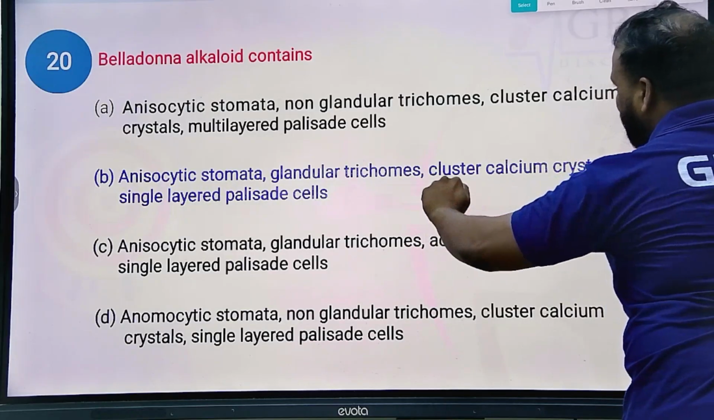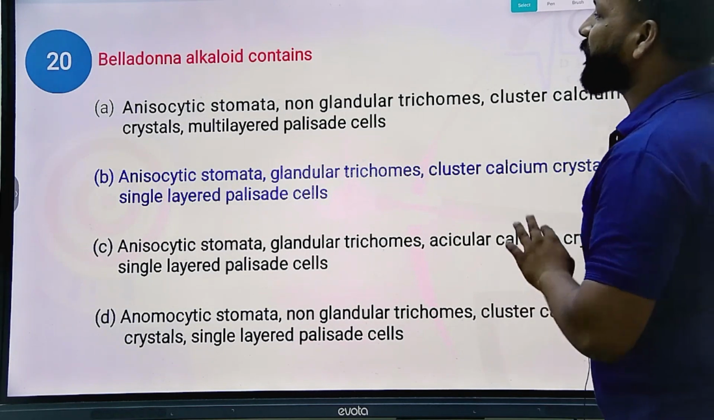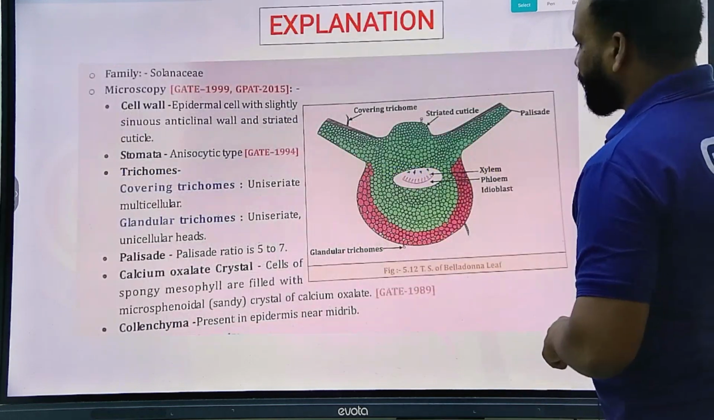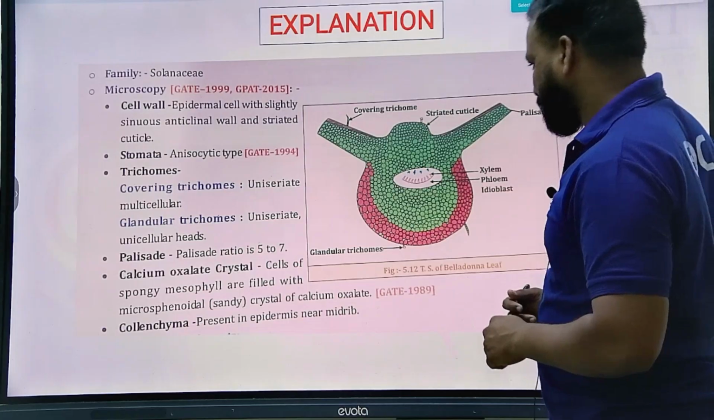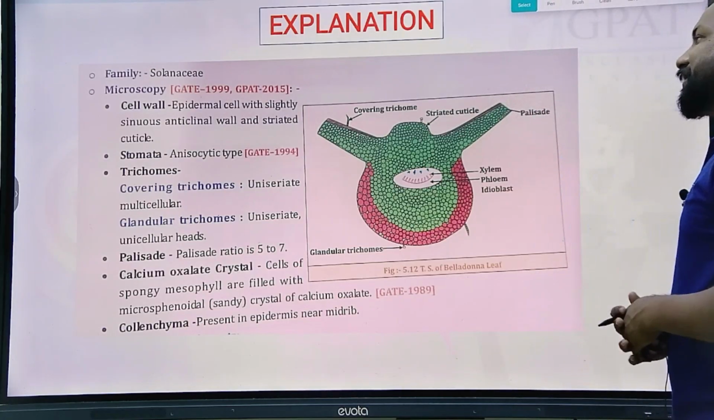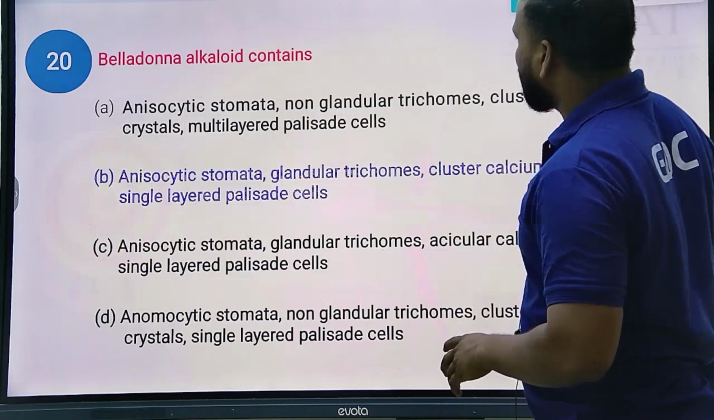This is one phenomenon you should remember. Cluster crystals of calcium oxalate can be found in belladonna. That is a sign and an example of cluster crystals, calcium oxalate crystals found in belladonna.